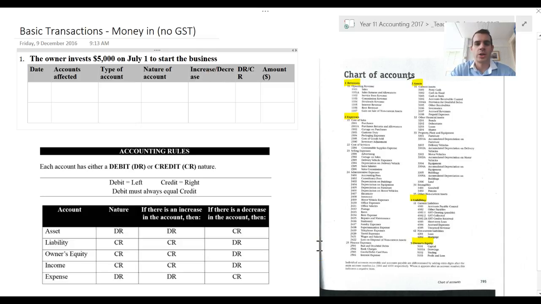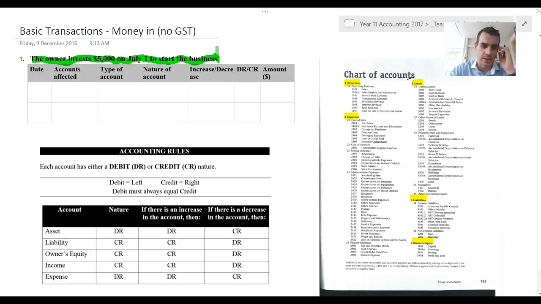In this video, we're going to be learning about basic transactions when money is coming into a business. So we're going to start with this first transaction. The owner invests $5,000 on July 1 to start the business.